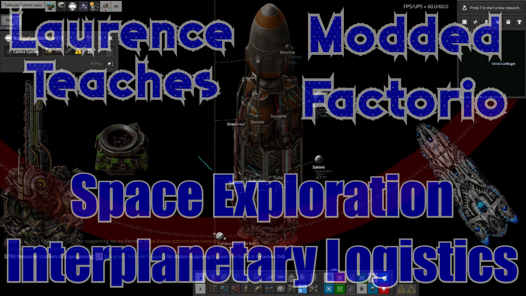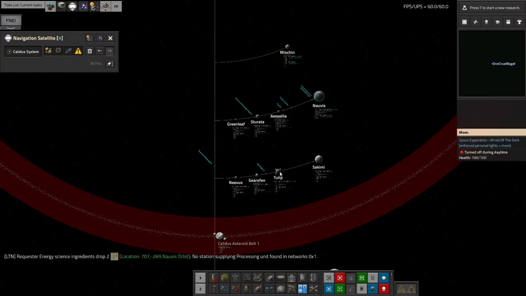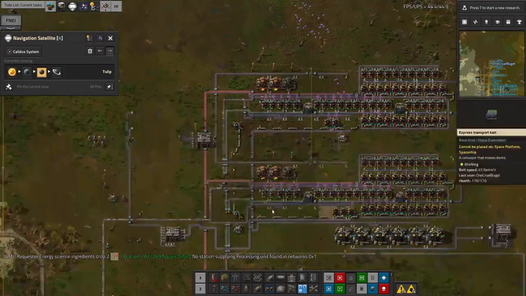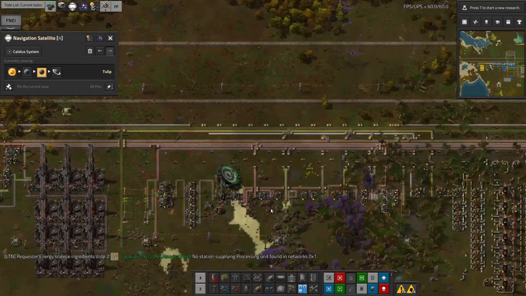Today I'm going to talk about interplanetary logistics, that is, ways of moving materials around in Factorio space exploration. There are currently four ways to transport goods, and whilst you'll unlock them one at a time, there are trade-offs between them that mean you're likely to continue to use the older ones even after the later ones are available.